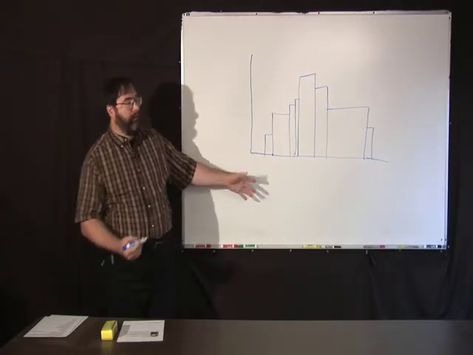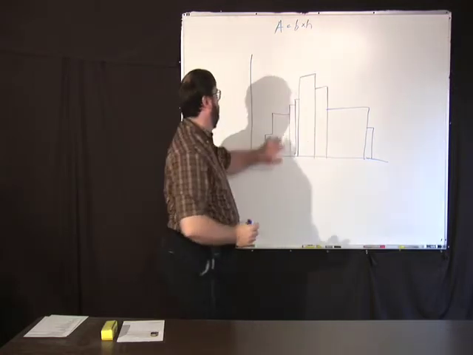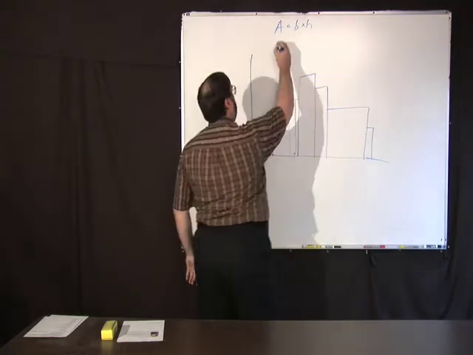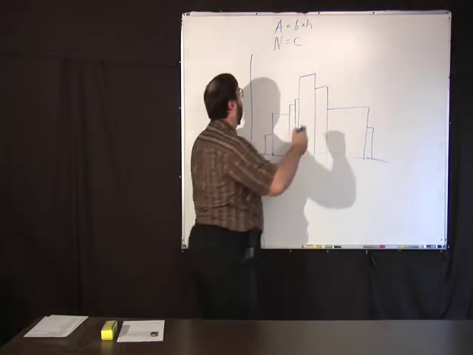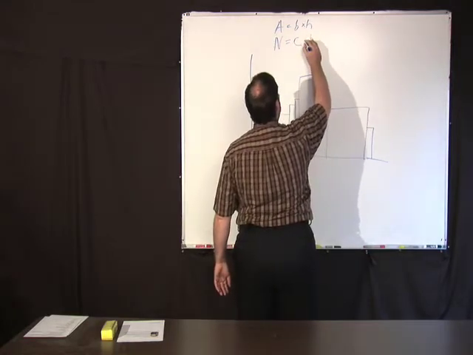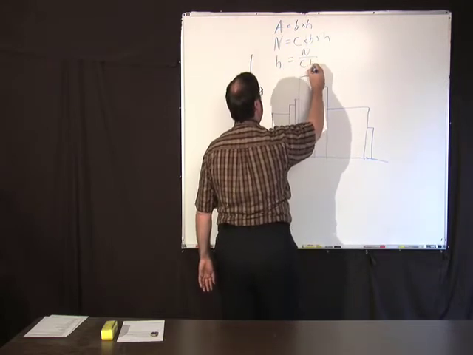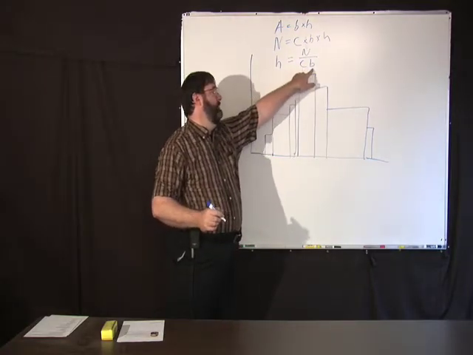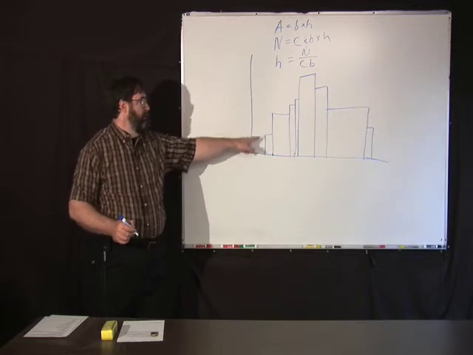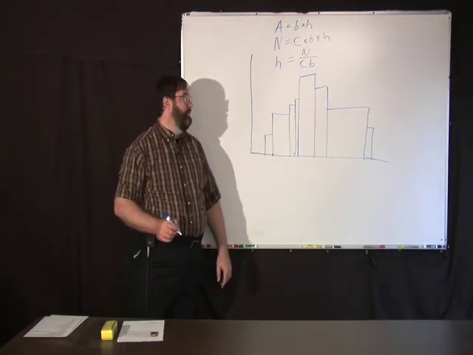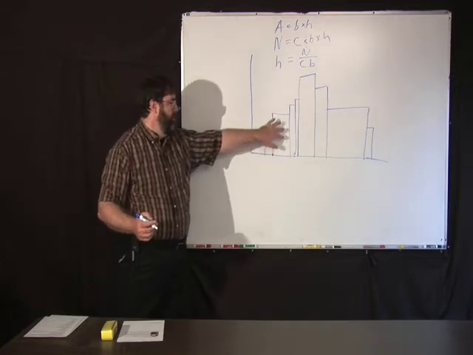So the area of a rectangle, of course, is the base times the height. Since the area is proportional to the number, there's some constant of proportionality, c, that indicates what area corresponds to what number, times the base times the height. So the height of the rectangle is going to be n over c b: the number in the bin divided by the constant, divided by the base width. Now this is only for continuous data, okay? So your counts approximate some sort of probability density function. That's probably more than you need to know to do a histogram, but basically that's what it is.